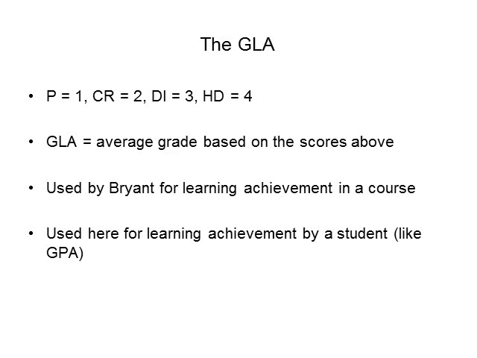To calculate a GLA, you allocate a score of 4 to each high distinction grade, a score of 3 to each distinction, a score of 2 to each credit, and a score of 1 to each pass. Fail grades score 0. The scores are then averaged to come up with the GLA.